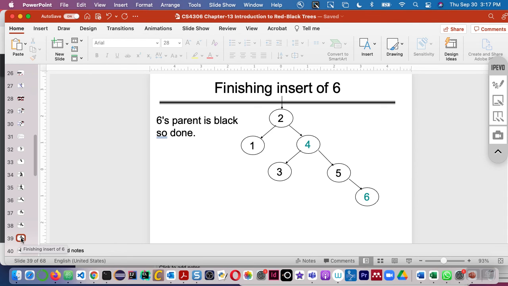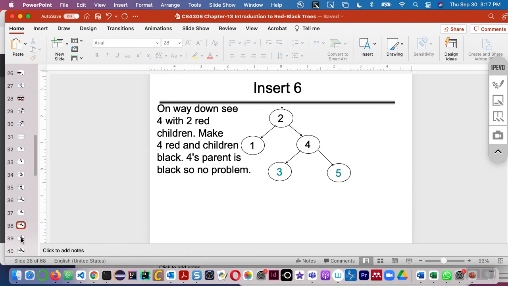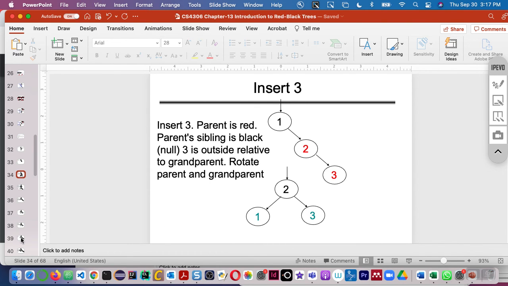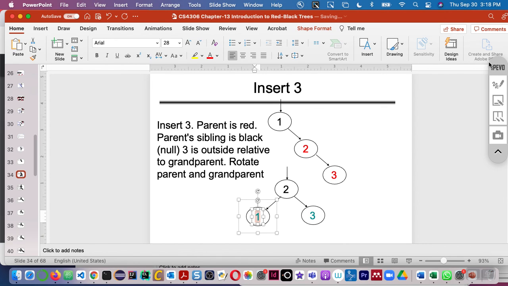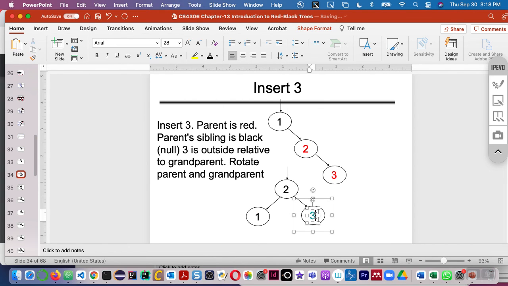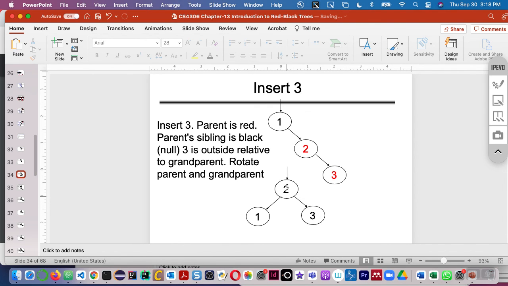Can I take one more look at this? When you did the rotation, you just made everything black, right? Like the previous slide. Whenever we do rotation, keep color as is. Then change color. So it would be 2 red and 3 red. Then we have to make 2 black because it's the root, right?